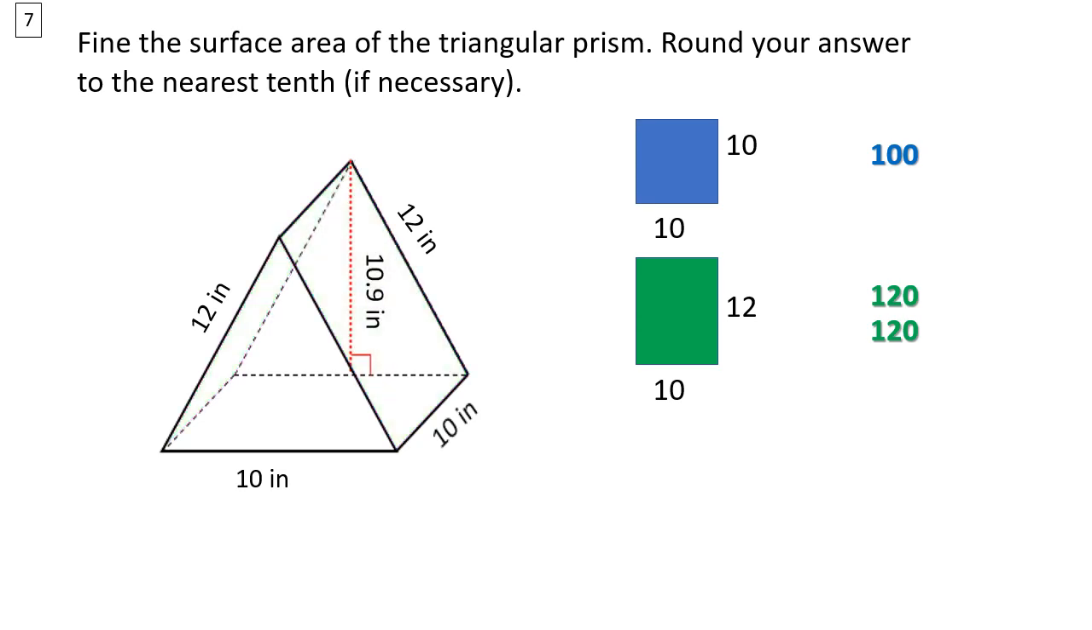What other shapes is this made up of? Well, it is a triangular prism. So we've got a triangle. We got one on the back. So how do you find the area of a triangle? Well, area of a triangle, 1/2 base times height.